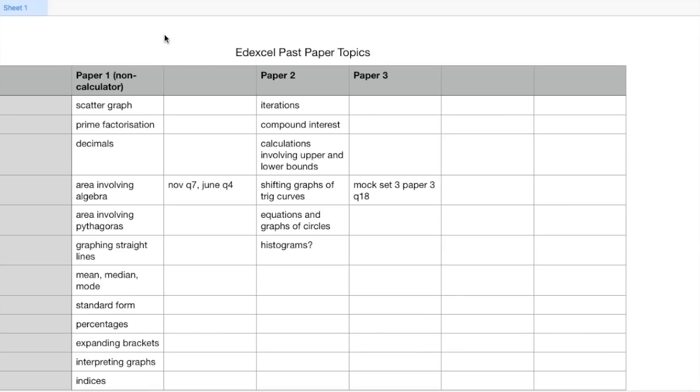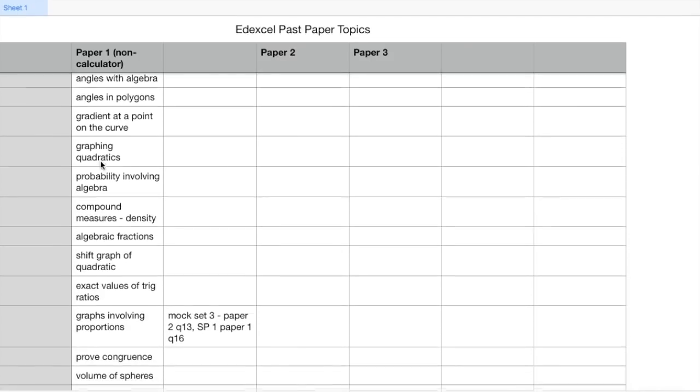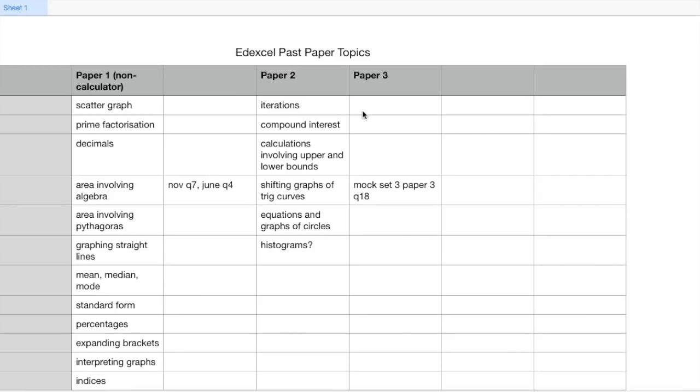What I did was I looked at the 3 non-calculator papers from those 3 sets of exams, and I wrote down all of the topics from those papers. So I started off with this column here. So this is paper 1 non-calculator, and I just wrote down a quick list of all the topics that I saw in those papers. Then I went on to the calculator papers, and I wrote down any topics that I hadn't already seen in the non-calculator papers. I hope you can see where I'm going with this.